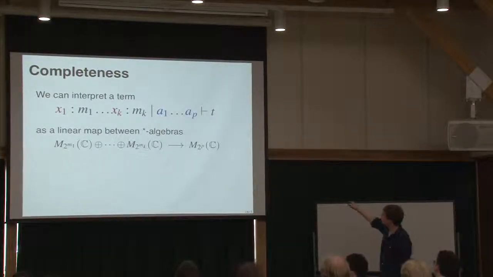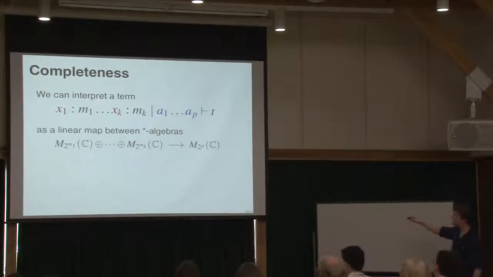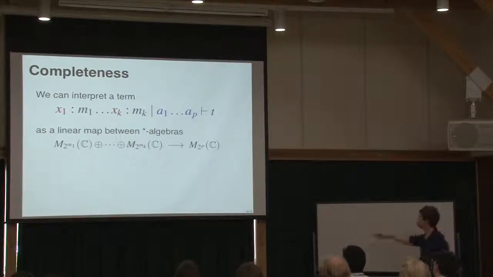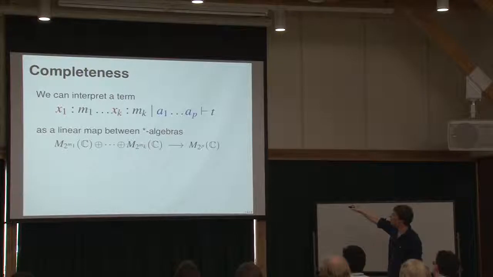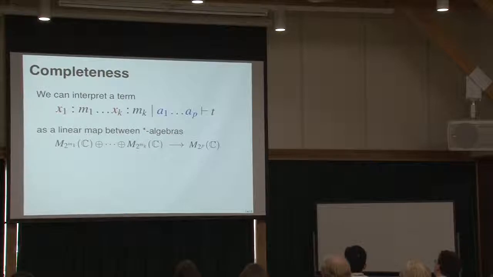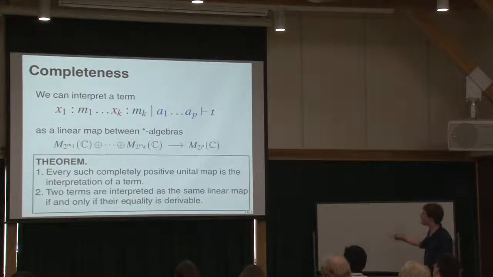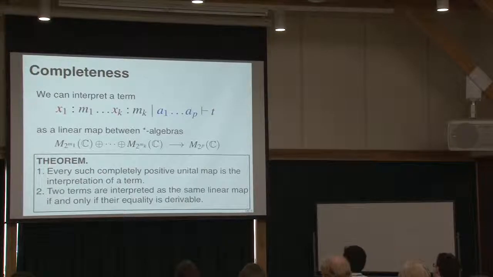So I won't describe exactly the way to interpret a term as a linear map here, but let me just explain what's going on. When you see a map between C-star algebras, I think computationally you look at it as going the other direction. So this says, given p qubits, I will either return m1 qubits or, and so on, I will return mk qubits, depending on what measurements are made and what new quantum information is made. And then the theorem says that every such completely positive unital map is the interpretation of a term.